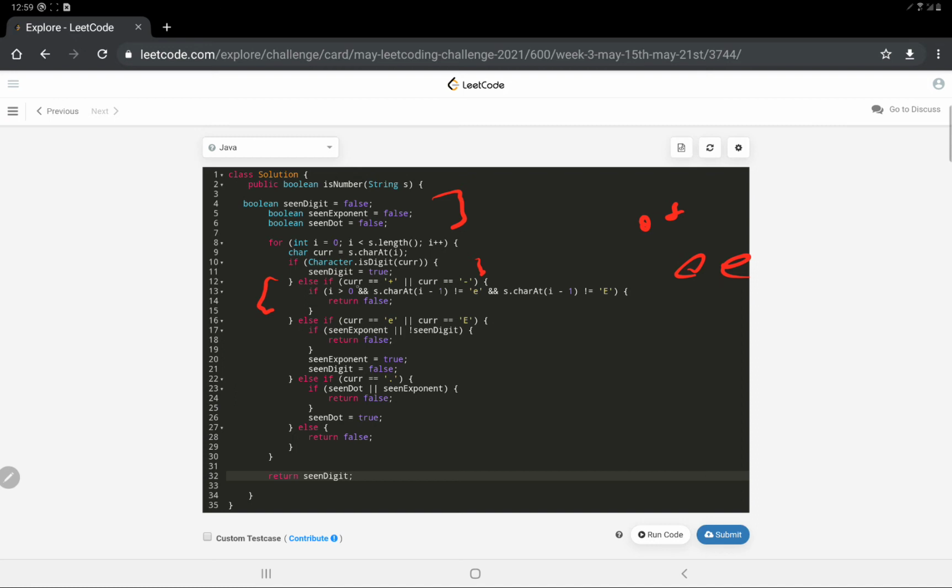Now for this check, if we have encountered any plus or minus, the plus and minus could be in the beginning only, as signs, or else they could be with e's, so e plus like that. So the first check would be i greater than 0. If they are present at a position greater than 0, that means they are not at the first position, then we will see if the previous character is small e or capital E. If not, then we simply return false, that is, we break at this point. I hope this criteria is clear to everyone. And now moving on to the next.